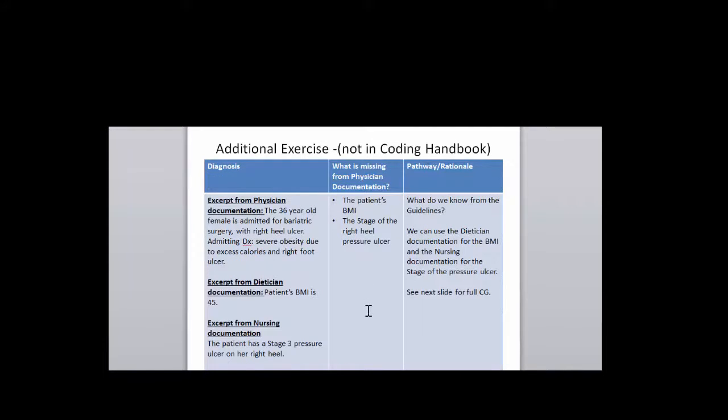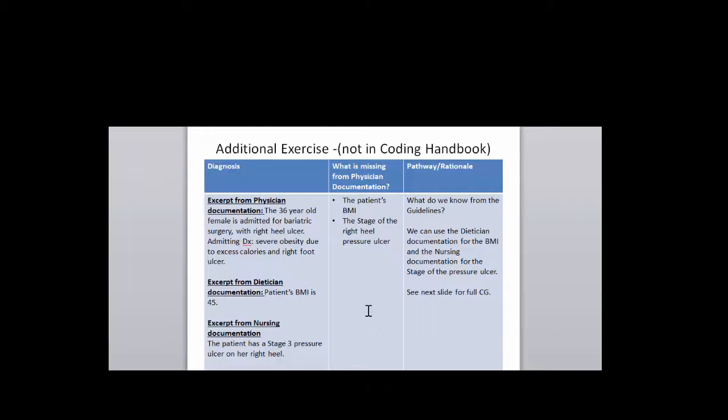Okay, here's another exercise not in your coding handbook that I just want to talk about because it is important. For the most part, 99.9% of the time, you're only going to use physician documentation when you're coding. But there's a few situations where you are allowed to use the documentation from other providers of care because their documentation is more specific. And this is the case that I've chosen to illustrate this. The physician is saying the 36-year-old female is admitted for bariatric surgery with a right heel ulcer. Her admitting diagnosis is severe obesity due to excess calories and a right foot ulcer.